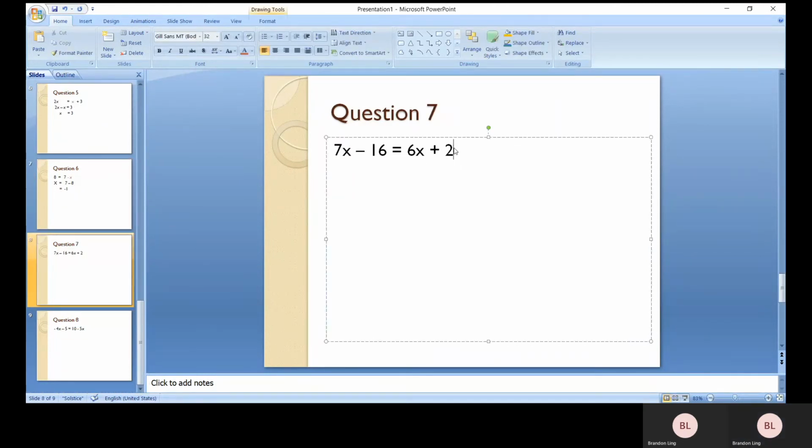Question 7. Here you have two terms, 7x and 6x. You need to combine them. And a 2 and minus 16, you have to combine them. So what you can do is move 6x to your left side, it becomes negative 6x. So 2 plus 16. Negative 16 becomes plus 16. As we know, 7x minus 6x, you get x equals 18. That's your final answer.